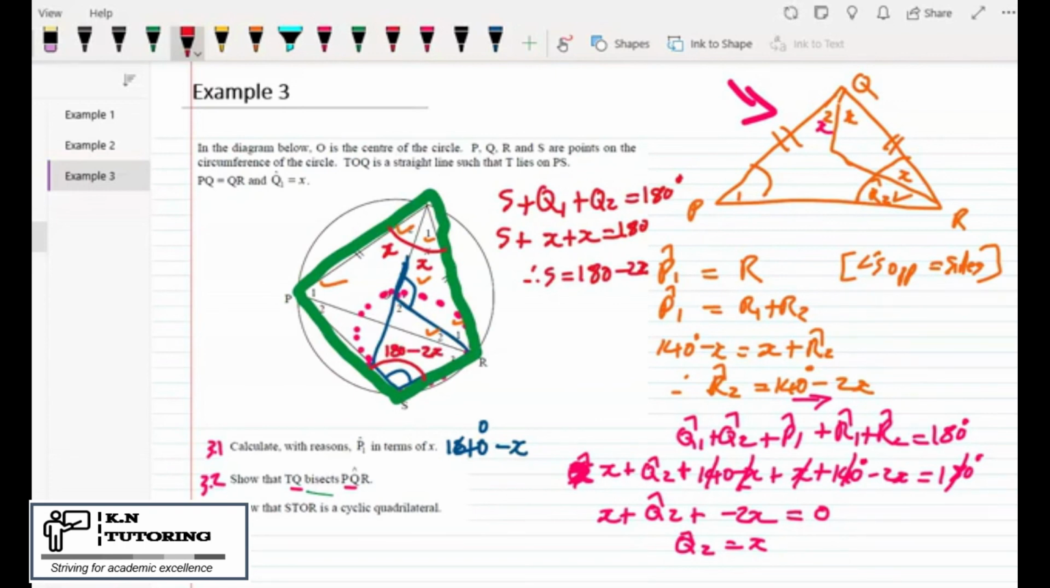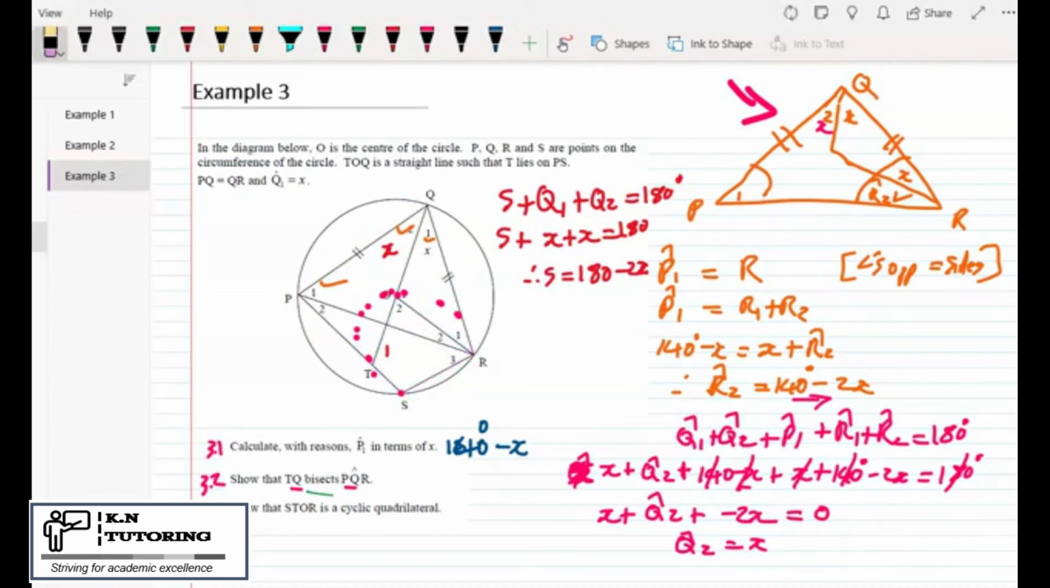Before I erase, you can see what we've done. I just got that this is 180 minus 2x, and here I determined before that this is 180 minus 2x, which means this indeed is a cyclic quadrilateral. Why? Because the exterior angle of a cyclic quad is equal to the interior opposite angle. Therefore, STOR is a cyclic quadrilateral.